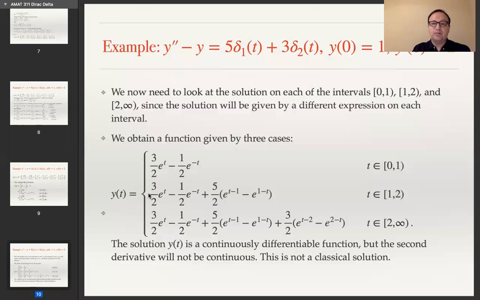Then on the interval [1, 2), the function is given by the sum of two expressions. So it's 3/2 e^t minus 1/2 e^(-t) plus 5/2 times (e^(t-1) minus e^(1-t)).